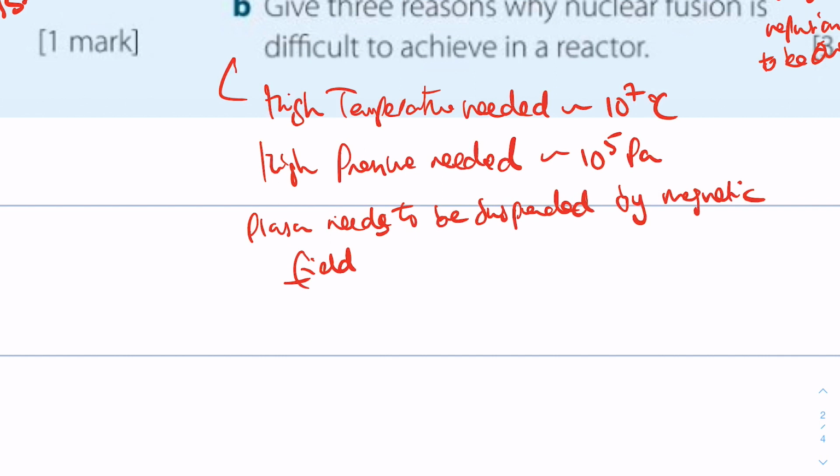You don't need to know those figures for GCSE at all. These 2 figures here, you don't need to know them. That's just a little bit of extra information. 3 reasons, and well, yeah, I guess that's it. If you can think of any other reasonable reasons, write in the comments below and I'll see what you think.